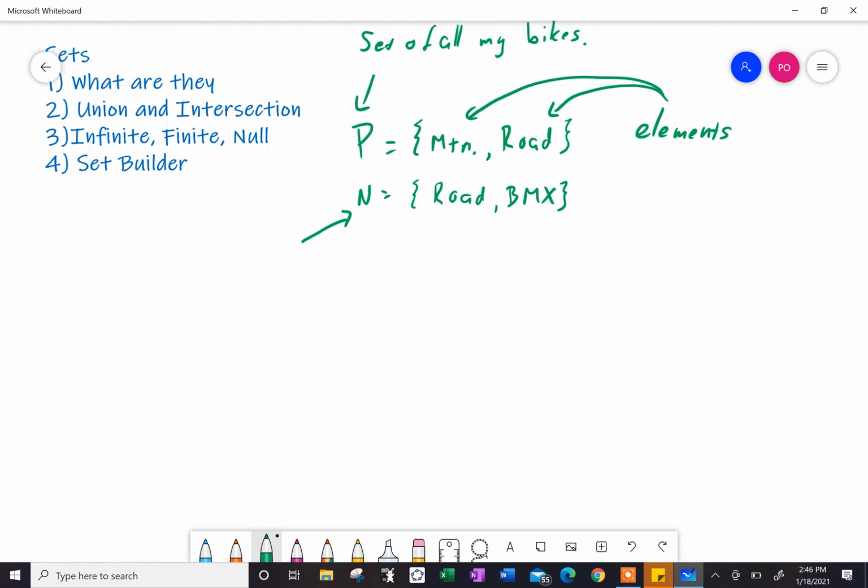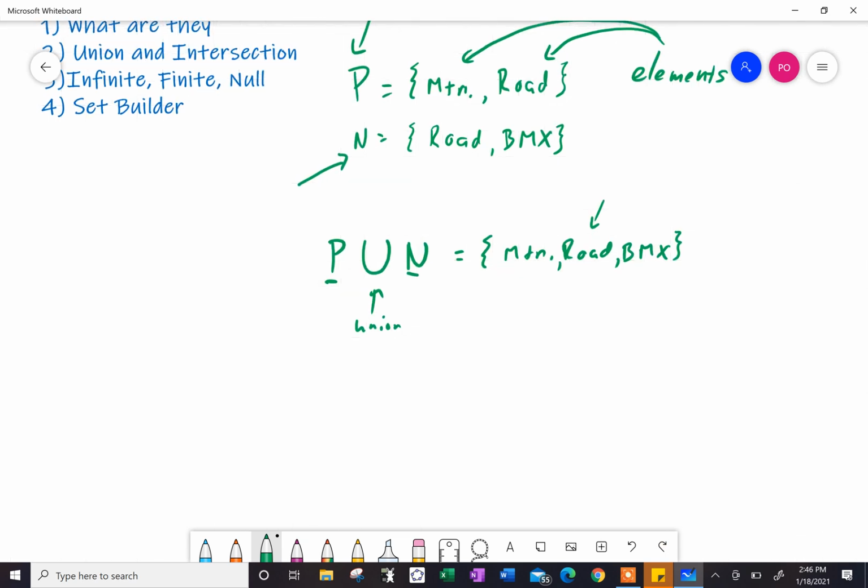Now, if I said, what's the union, right? And this is going to look like a U, but this means union. That means if I put my bikes and my neighbor's bikes together, what types of bikes do we have? Well, now our set looks like this. It's a mountain bike, road bike, and BMX bike. And once again, you'll notice that I don't write road bike twice because we're just saying, well, what types of bikes do myself and my neighbor have? Well, we have a mountain bike, road bike, and BMX bikes.